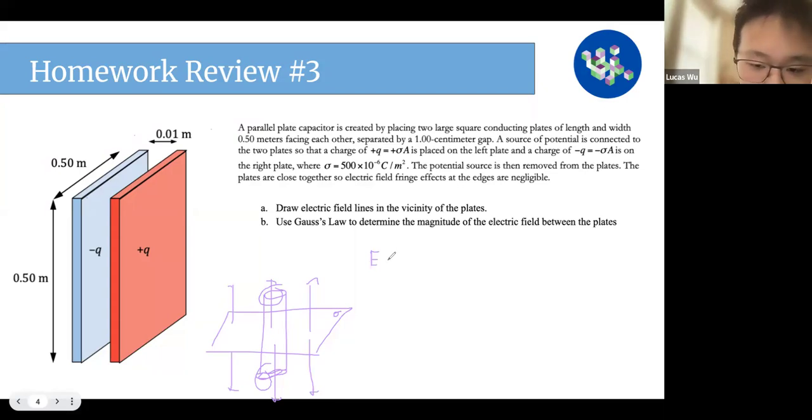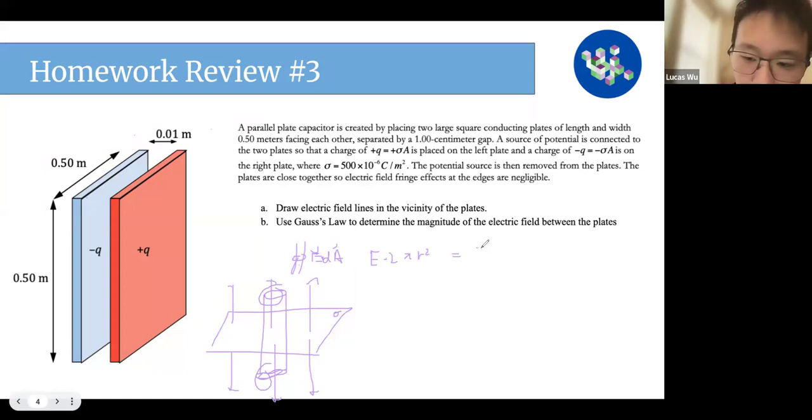So what this means is that my integral of E dot dA becomes E times twice the area of the base, right? So E times 2 times pi r squared, and that should equal the enclosed charge divided by epsilon 0, right? What's the enclosed charge? Well, I know the charge density sigma, right?